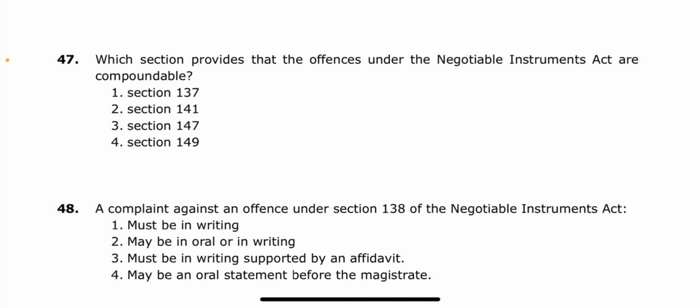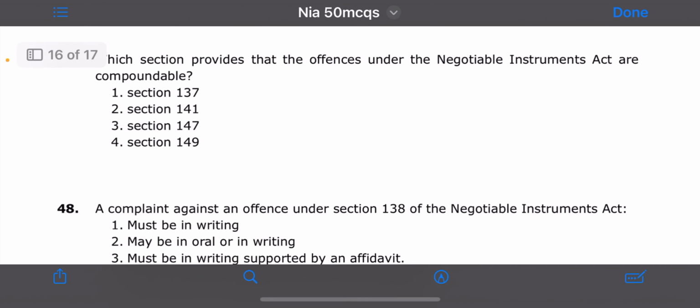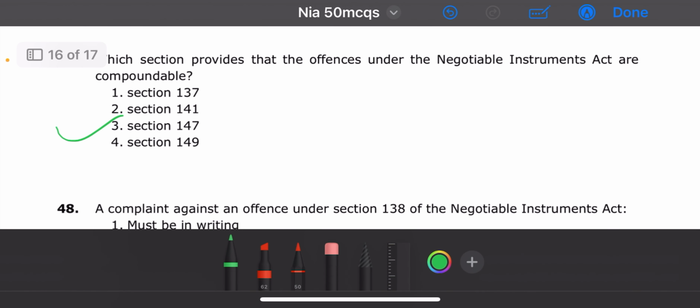Next question. Which section provides that the offences under the Negotiable Instruments Act are compoundable? The options are Section 137, second, Section 141, third, Section 147, or fourth, Section 149. The correct answer is option 3, Section 147.